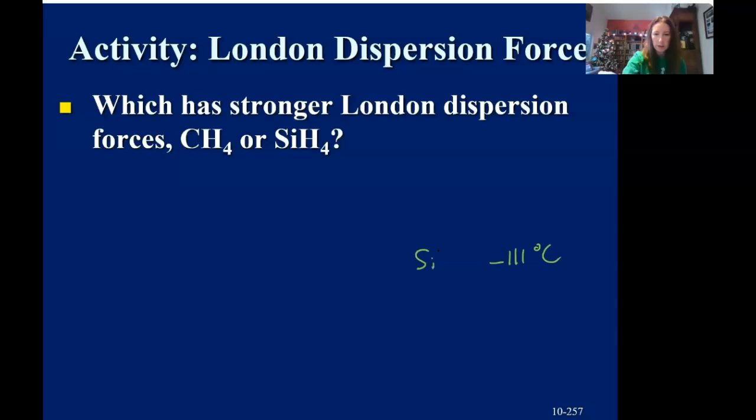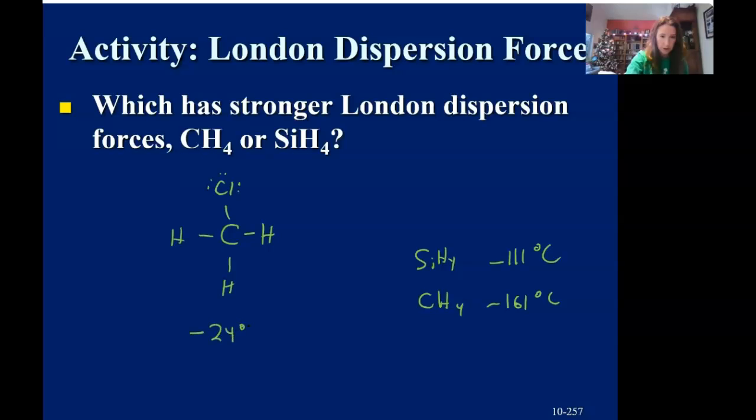SiH4's boiling point is negative 111. CH4 is negative 161. Now I'm going to take that CH4 and just put a Cl here. This one is negative 24 degrees Celsius. So CH4's boiling point is negative 161.